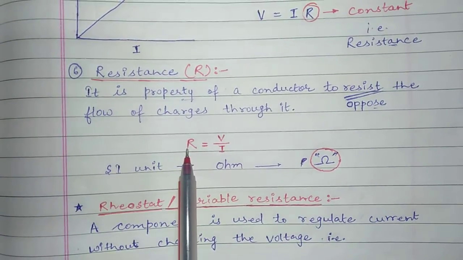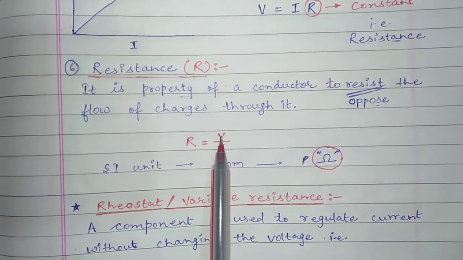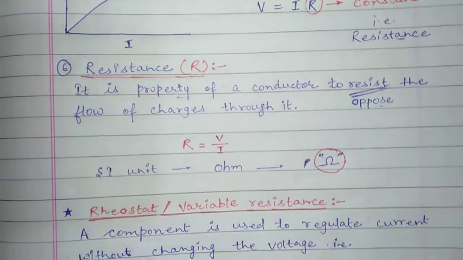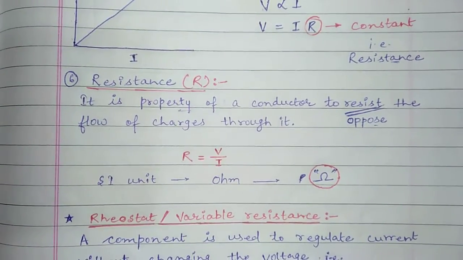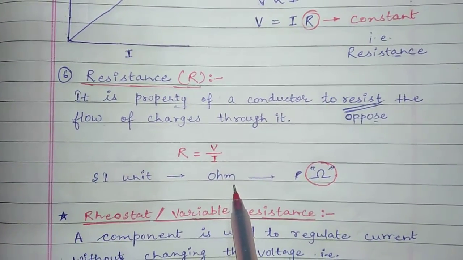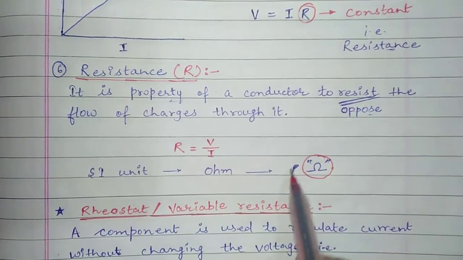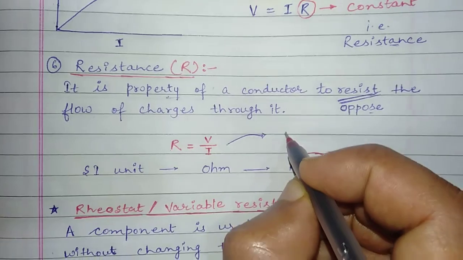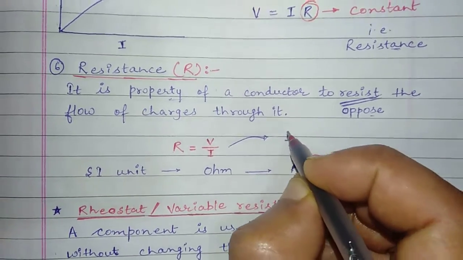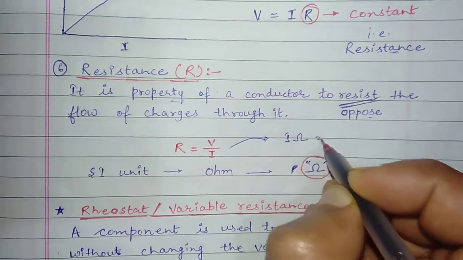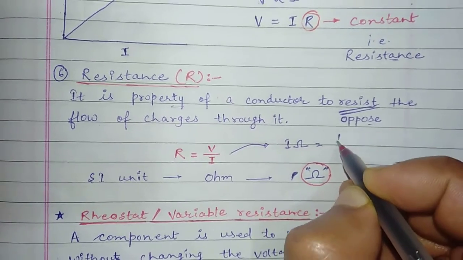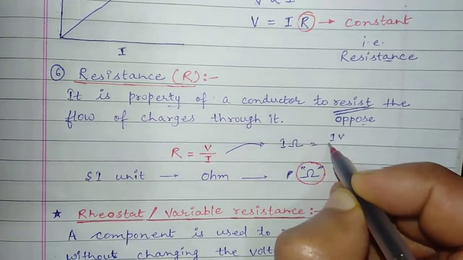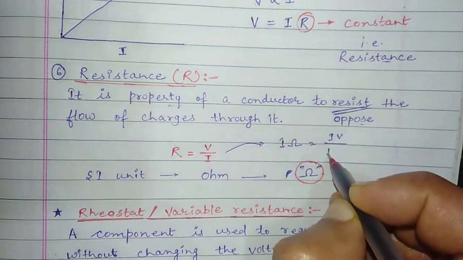And we can find the resistance from here. What is resistance? R is equal to V upon I, and the SI unit of resistance is ohm, or we can show it by this sign. Students, from here we can write the definition of 1 ohm. So 1 ohm is equal to 1 volt upon 1 ampere.